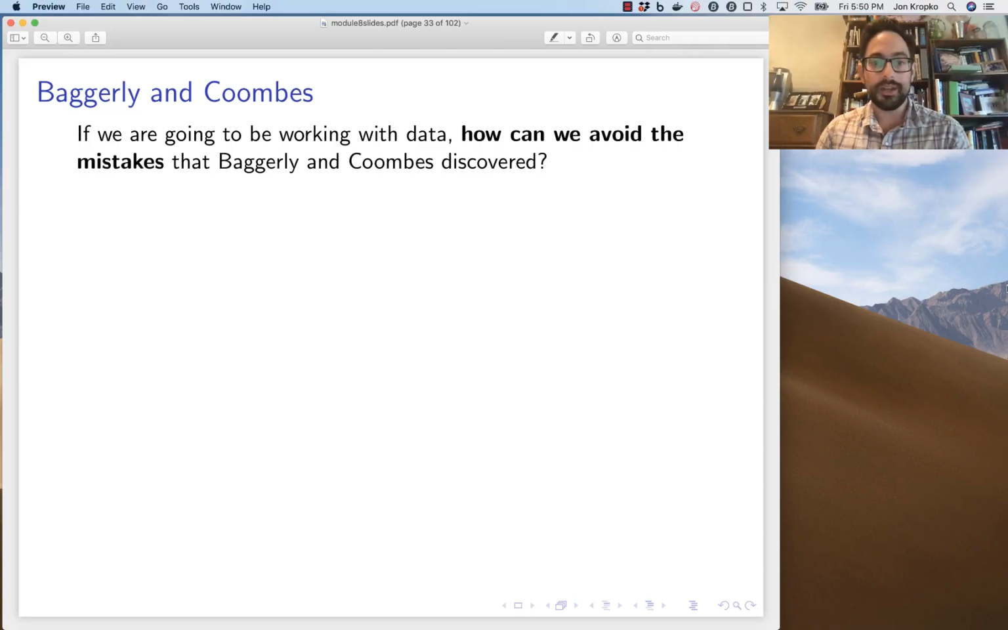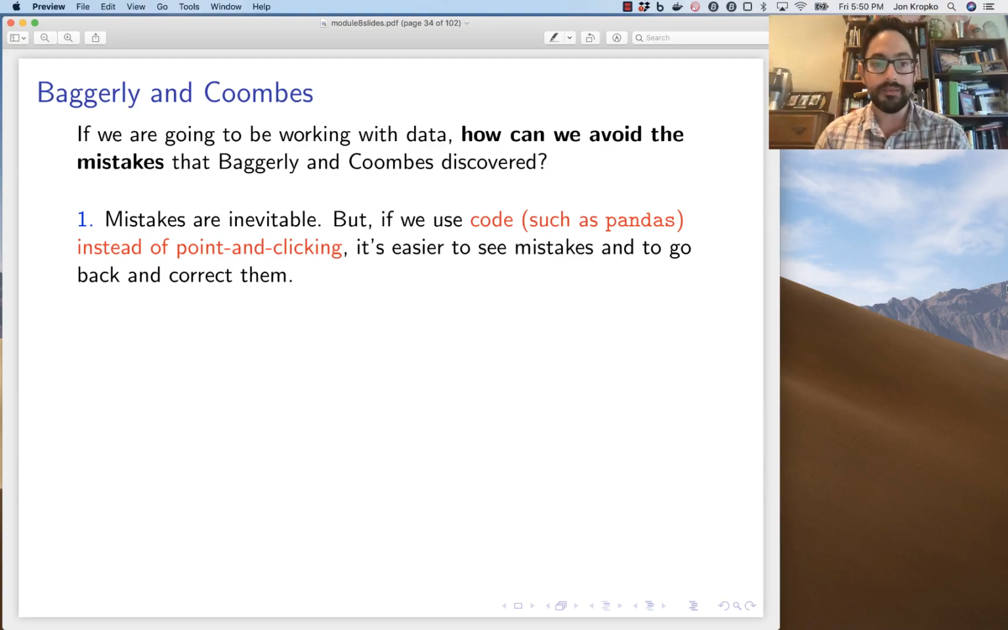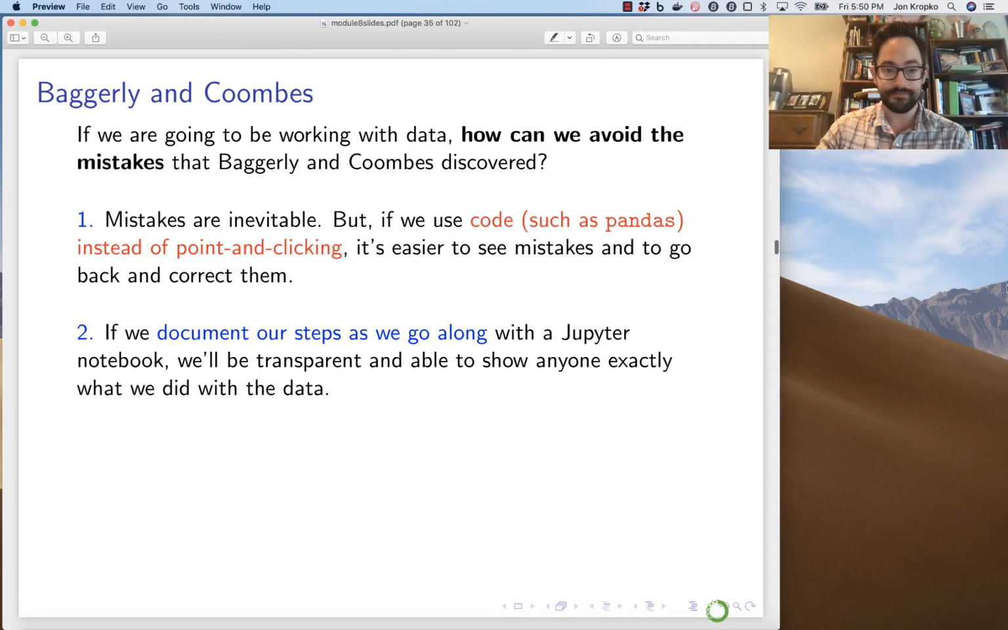So if we're going to be working with data, how can we avoid the mistakes that Baggerly and Coombs discovered? So one, mistakes are inevitable. But if we use code like Pandas instead of pointing and clicking, it's going to be easier to see the mistakes and to go back and correct them. Two, if we document our steps as we go along with the Jupyter Notebook, we'll be transparent. We'll be able to show anyone exactly what we did with the data.